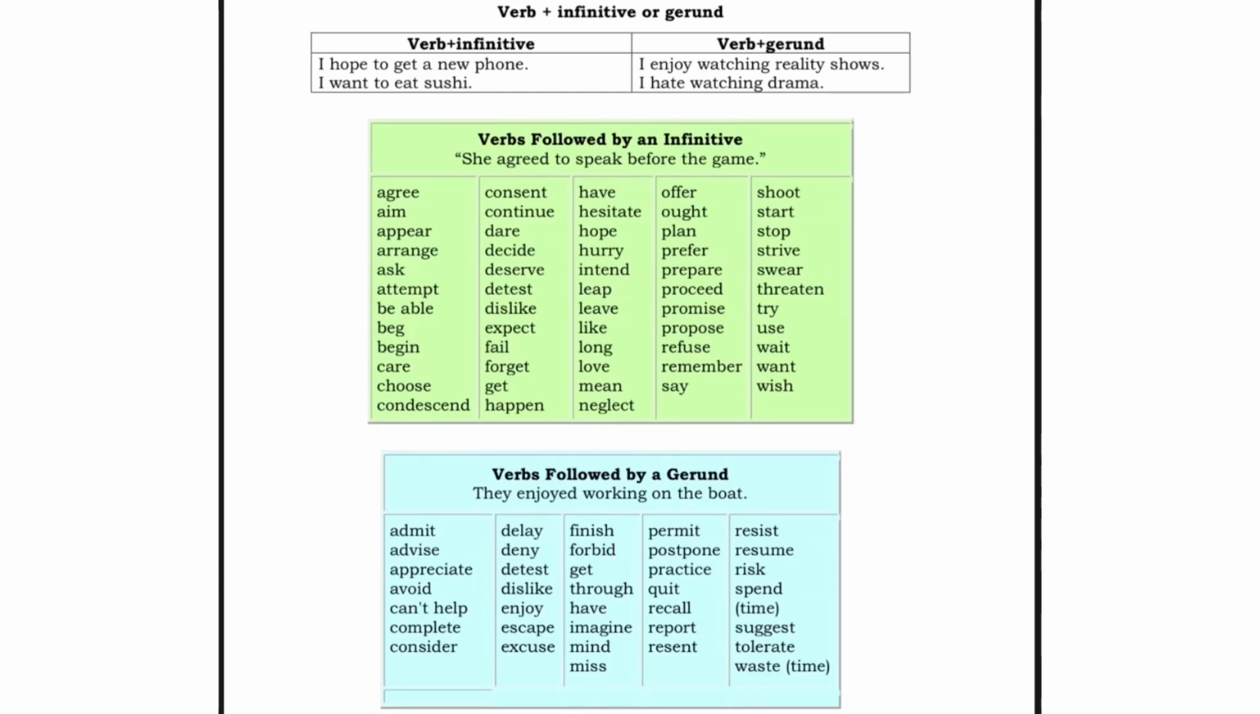For example, let's see the column of infinitive. I hope to get a new phone. I want to eat sushi.